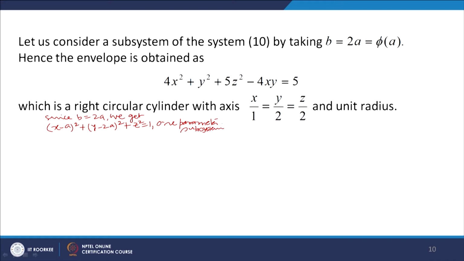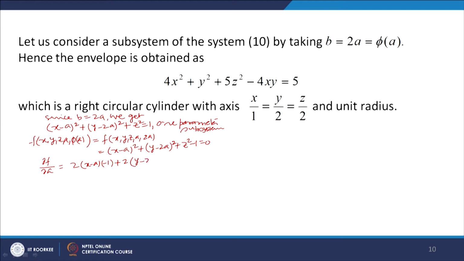Now, in order to obtain its envelope, let us put f(x, y, z, a, phi(a)), where phi(a) is 2a here, equal to (x minus a) whole square plus (y minus 2a) whole square plus z square minus 1 equal to 0. Now, let us differentiate it with respect to a. So, we get 2 times (x minus a) into minus 1, plus 2 times (y minus 2a) into minus 2, equal to 0.